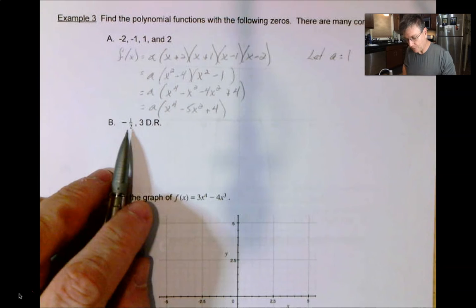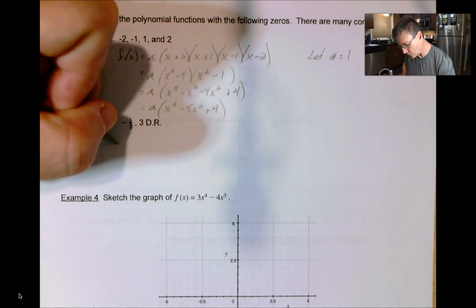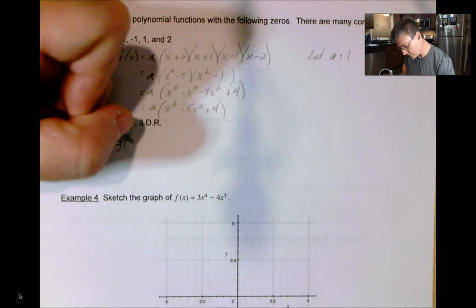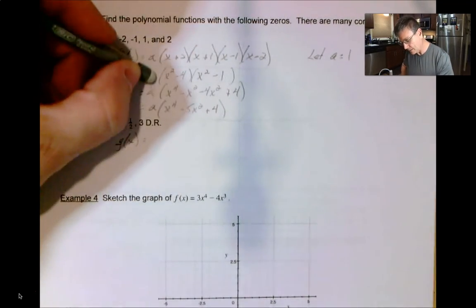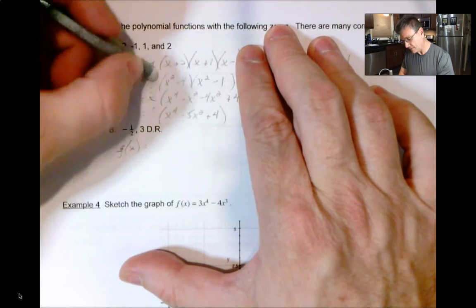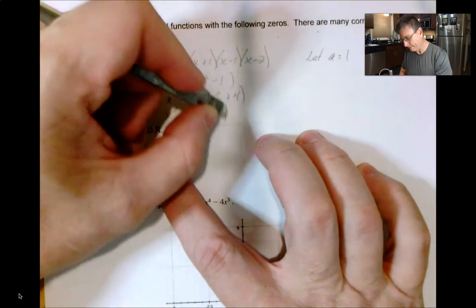Okay, part B, we have -1/2 and then 3 double root. So we have, let's go g of x this time. And again, I'm just going to make a equal 1. So I should have just erased the a's here and didn't need the parentheses anymore.